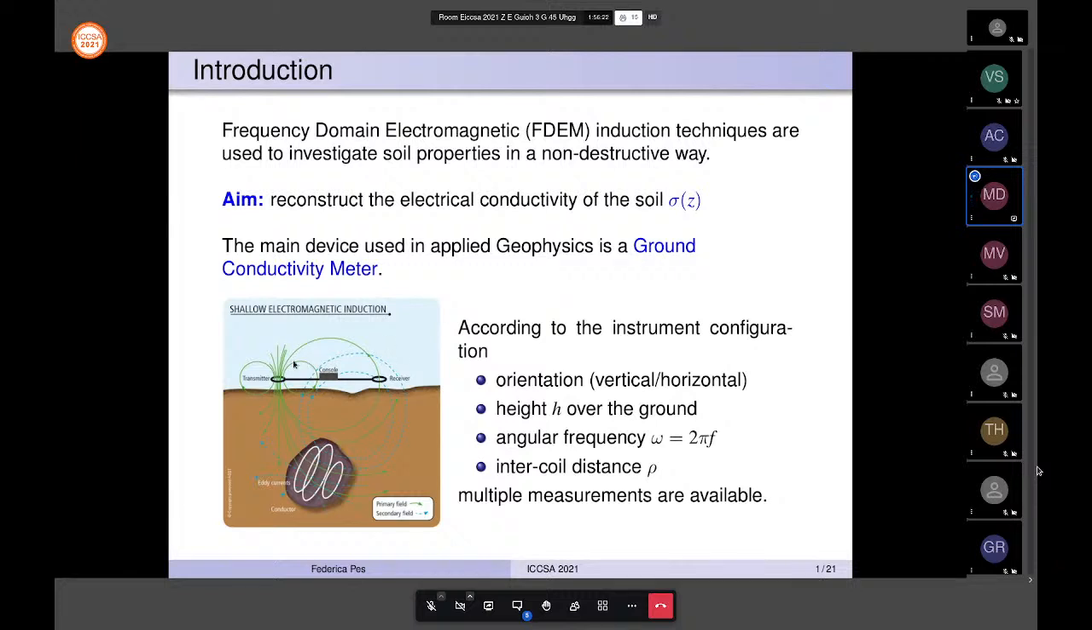The transmitter produces a primary electromagnetic field, represented in the picture by the green lines. And the receiver senses a secondary magnetic field produced by the soil. About the instrument, there are some parameters that can be varied in order to get more data. These parameters are the orientation of the coils, because they can be used in vertical or horizontal orientation, the height over the ground, the angular frequency, and the distance between the two coils.